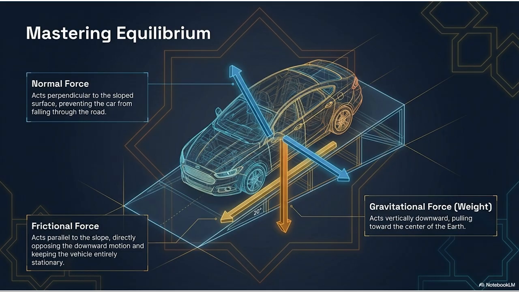Okay, heavy car. And it is parked perfectly still on a steep hill. Let's say the road is angled at a 20-degree slope. The driver has walked away. The car isn't rolling backward down the hill, and it certainly isn't floating up into the sky. It is perfectly frozen in place. That frozen state is equilibrium. In physics terms, it means the net force acting on the object is exactly zero.